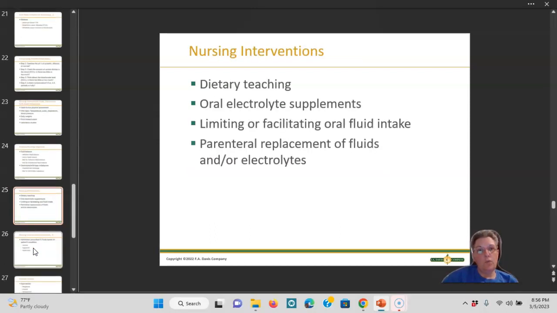So what do we do about these things? A lot of dietary teaching. So all those electrolytes, you need to know foods that they're good in, especially for the test. Your test will have a lot of those. Oral electrolyte supplements, limiting or facilitating oral fluid intake based on whether you're over or under, and then potentially parenteral replacement of fluids and electrolytes, so IV therapy.